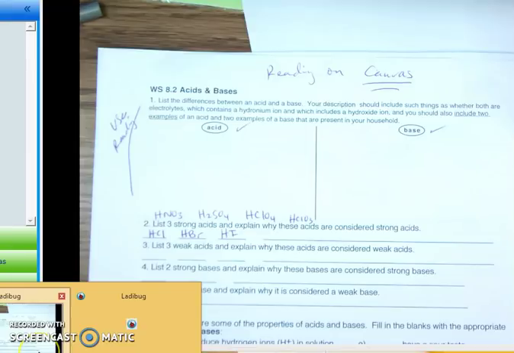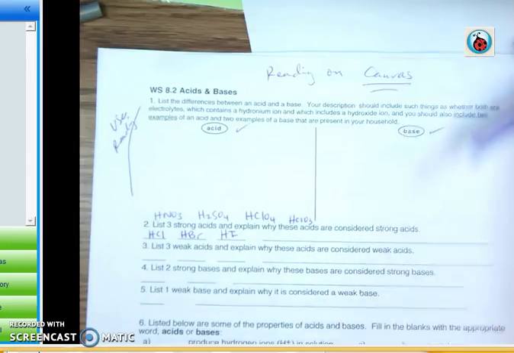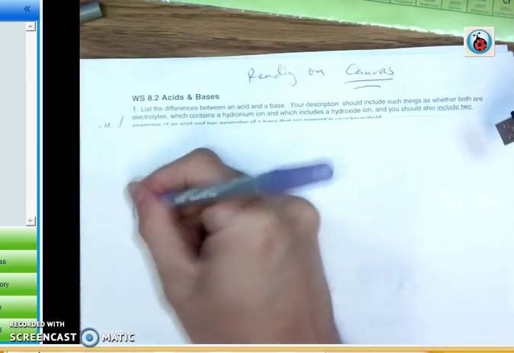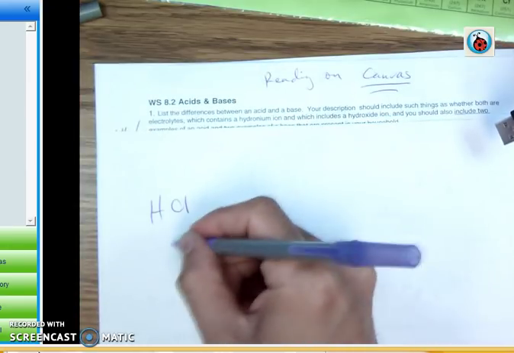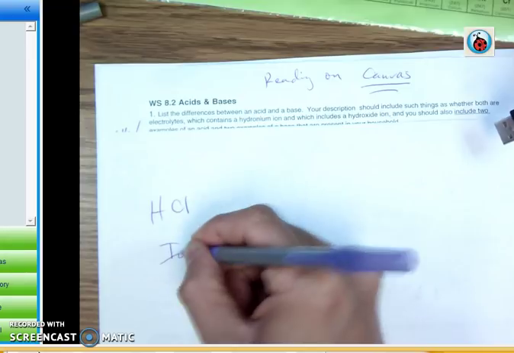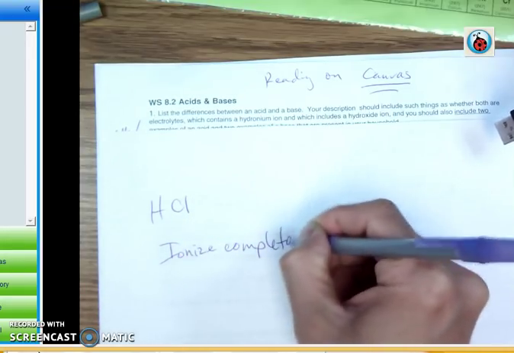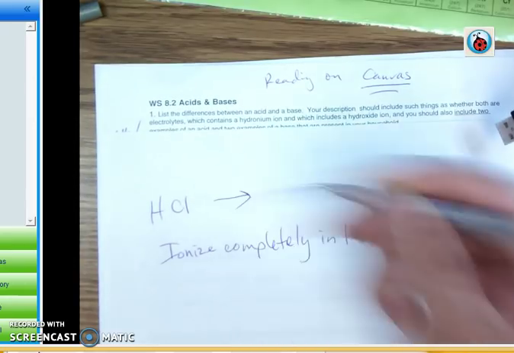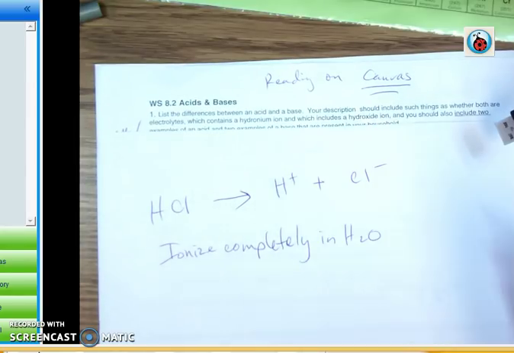So it says here, list 3 strong acids and explain why these are considered strong acids. I'm going to use a different sheet of paper to explain that. Okay, a strong acid is going to dissociate or ionize completely in water. So what's going to happen to this HCl is it's going to split up into H plus and Cl minus. It's going to split up completely.